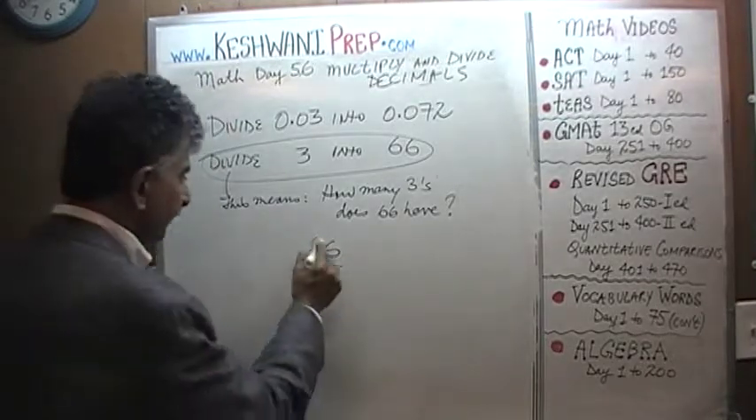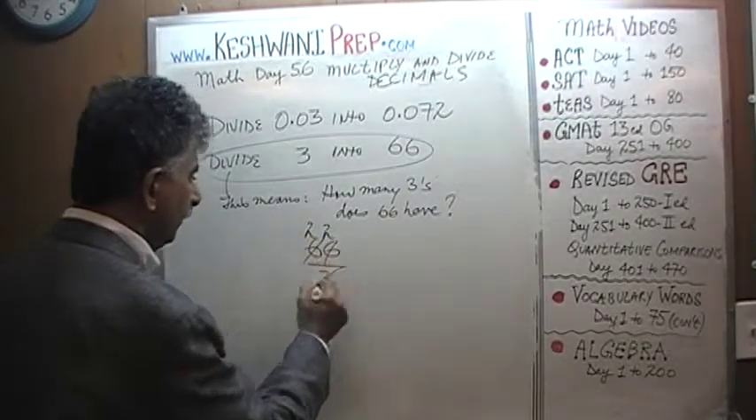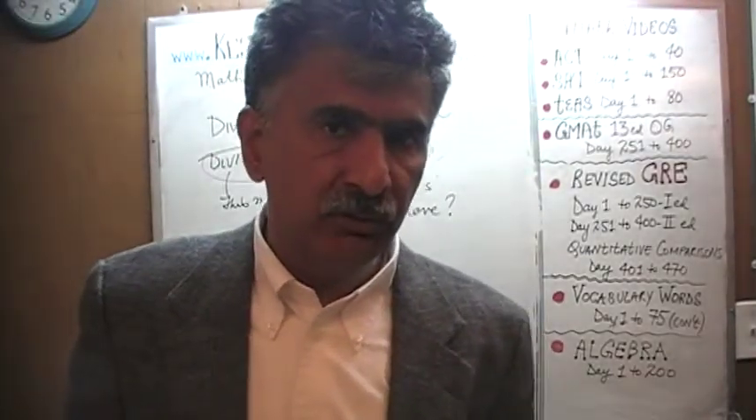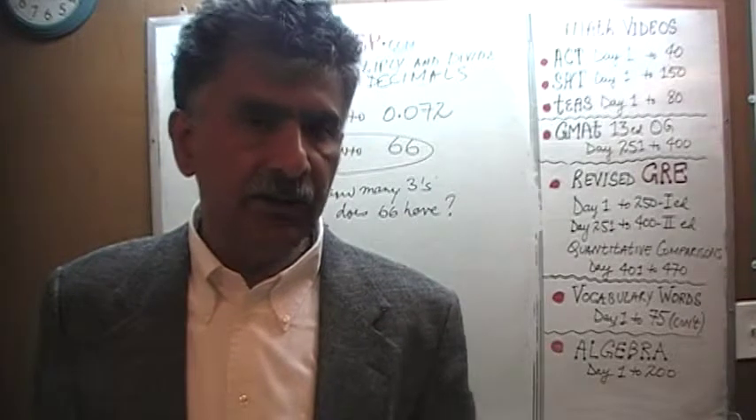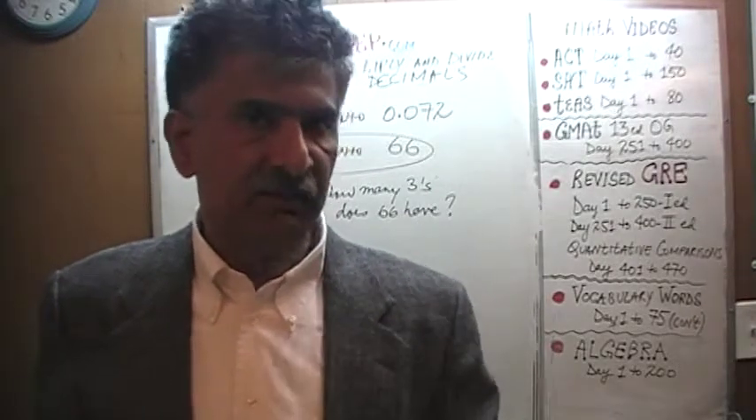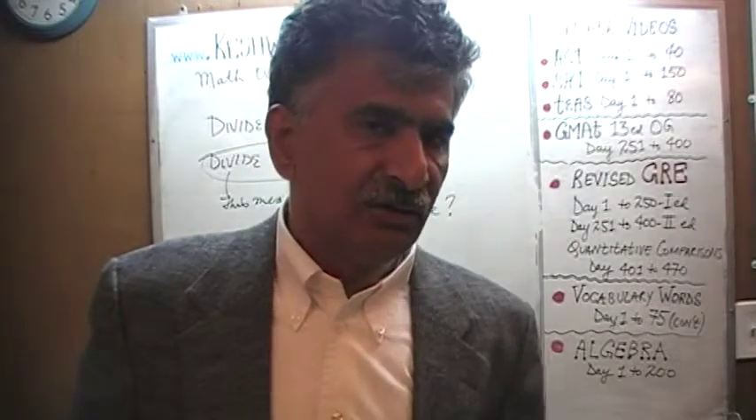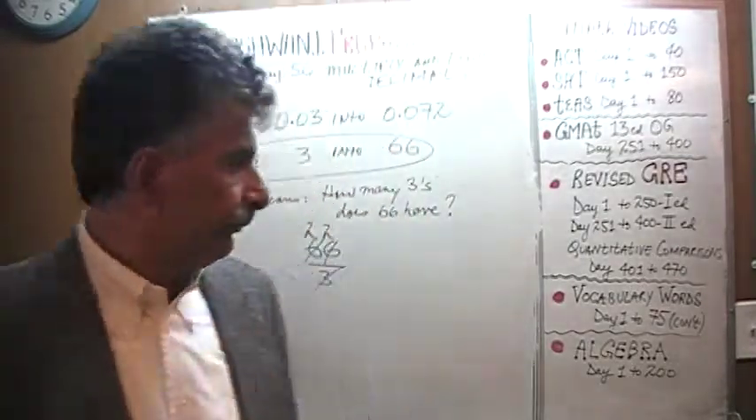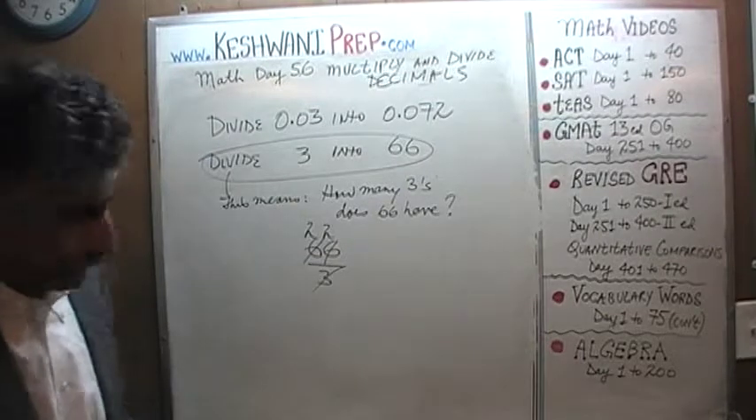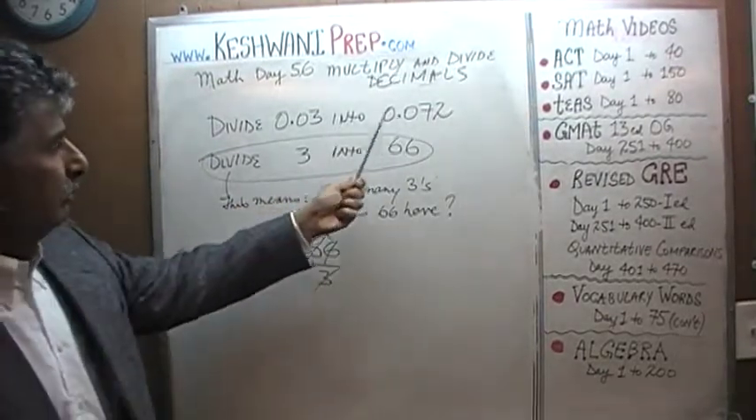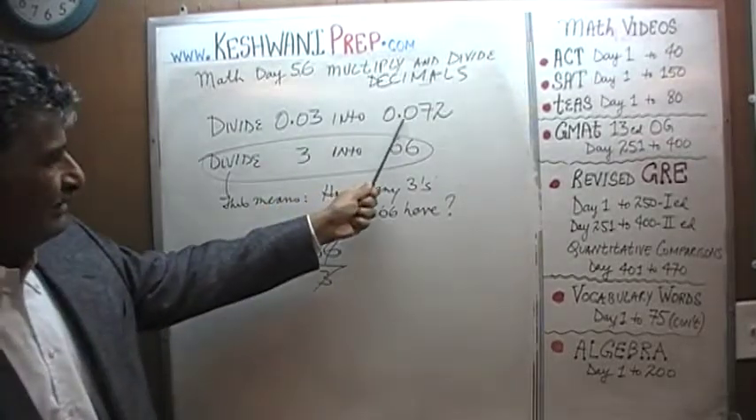And it turns out 66 has 22 3's. 66 is made up of 22 3's. If you were to sit there and add 3 plus 3 plus 3 plus 3 plus 3, and you do that 22 times, you're going to end up with 66. 22 3's are 66. That's exactly what we have to do here. So here the question is, divide 0.03 into 0.072.